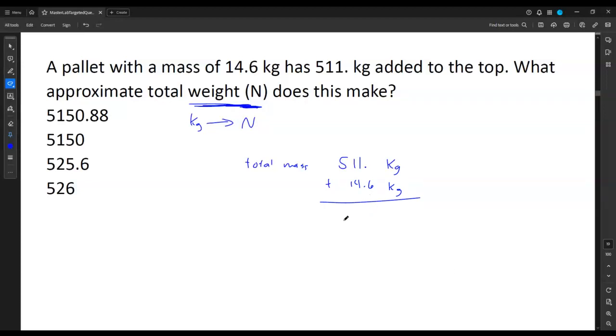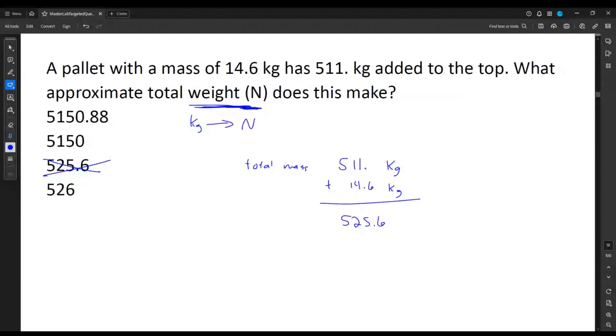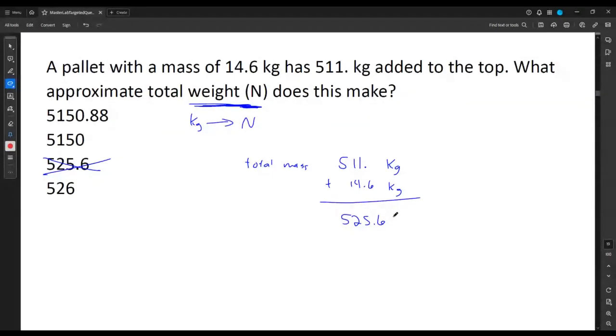Now, adding these the way that they are, you get 525.6, which coincidentally is an answer choice, but be careful. This is total mass. It's not rounded yet, and it hasn't been converted yet. So this is wrong. Now, we want to remember that this is kilograms. So if you had written these units down, again, you would notice that can't possibly be the answer.